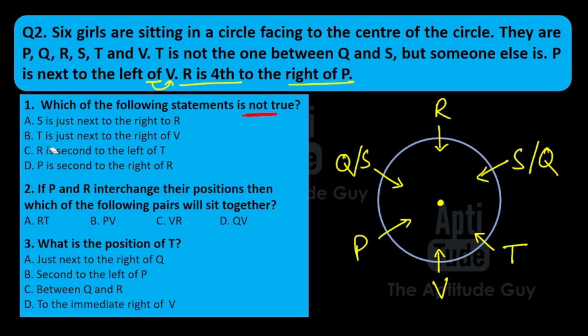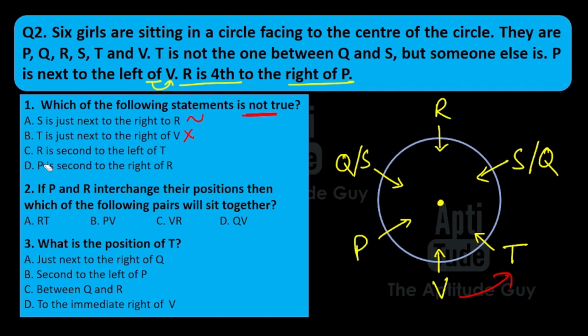Option B says T is just next to right of V. Is T next to right of V? Absolutely correct. A lot of people get very excited over here and then they mark option B as the correct answer, but it's not, because we are looking for a not true statement. So option A is a maybe, may not be. Option B is true, but it's not the correct answer.